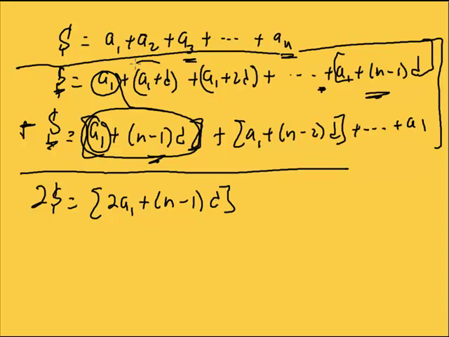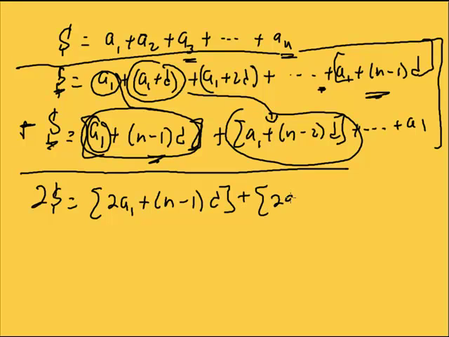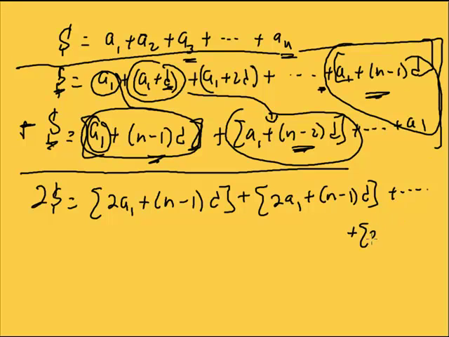And then when I add this term and this term, when I line them up and add them, I'm going to have again 2a sub 1, and then d, 1 difference plus n minus 2 difference, which actually ends up being n minus 1 difference, and so on and so forth. When I add the last two, I'm going to get exactly the same thing, which is 2a sub 1 plus n minus 1 difference.